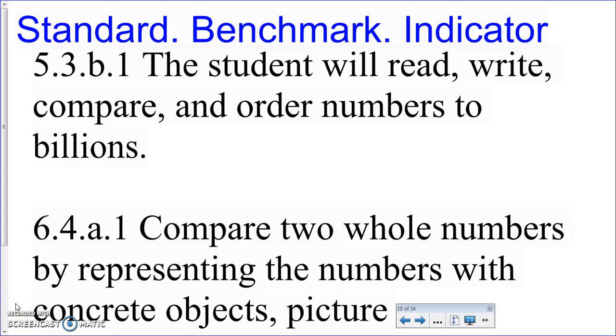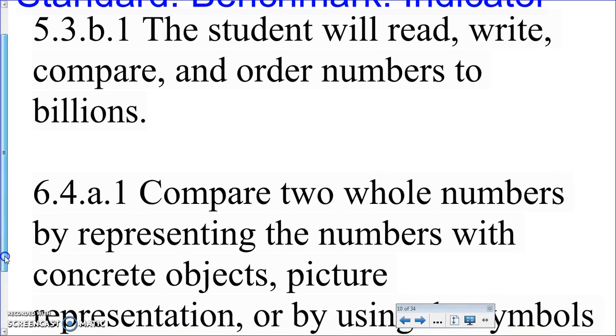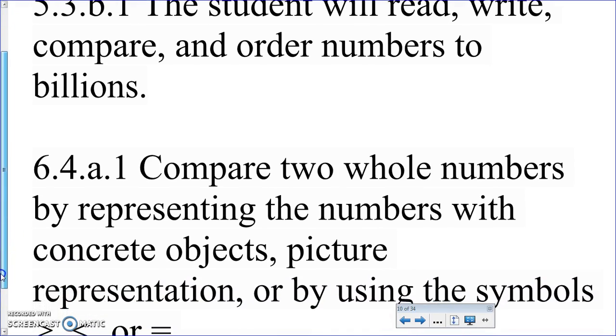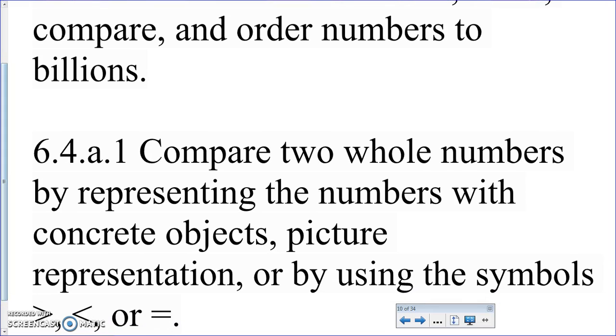Today we are comparing, ordering, and rounding numbers to billions. Please copy the standard benchmark indicator on a clean page in your math notebook. The student will read, write, compare, and order numbers to billions, and compare two whole numbers by representing the numbers with concrete objects, pictures, representation, or by using the symbols greater than, less than, or equal to. You can pause the video here to copy down both SBIs.